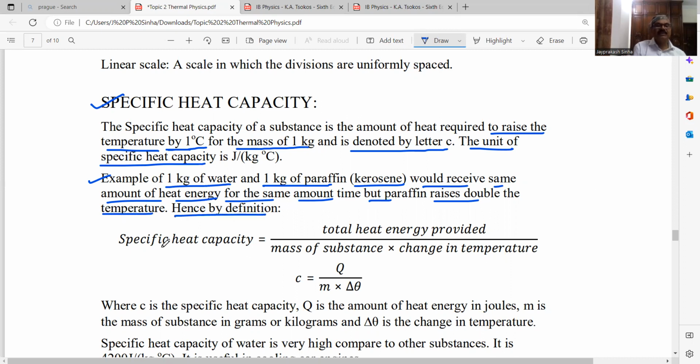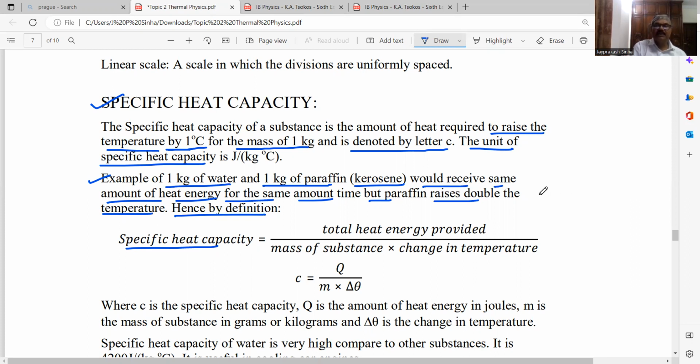Hence, by definition, specific heat capacity is the total heat energy provided to raise the temperature by 1 degree Celsius. So we'll divide it by the change in temperature, and to raise the temperature for the mass of 1 kg, we will divide it by the mass of the substance. Means specific heat capacity is equal to the total heat energy provided, that is Q, upon mass of substance m, delta theta means change in temperature.